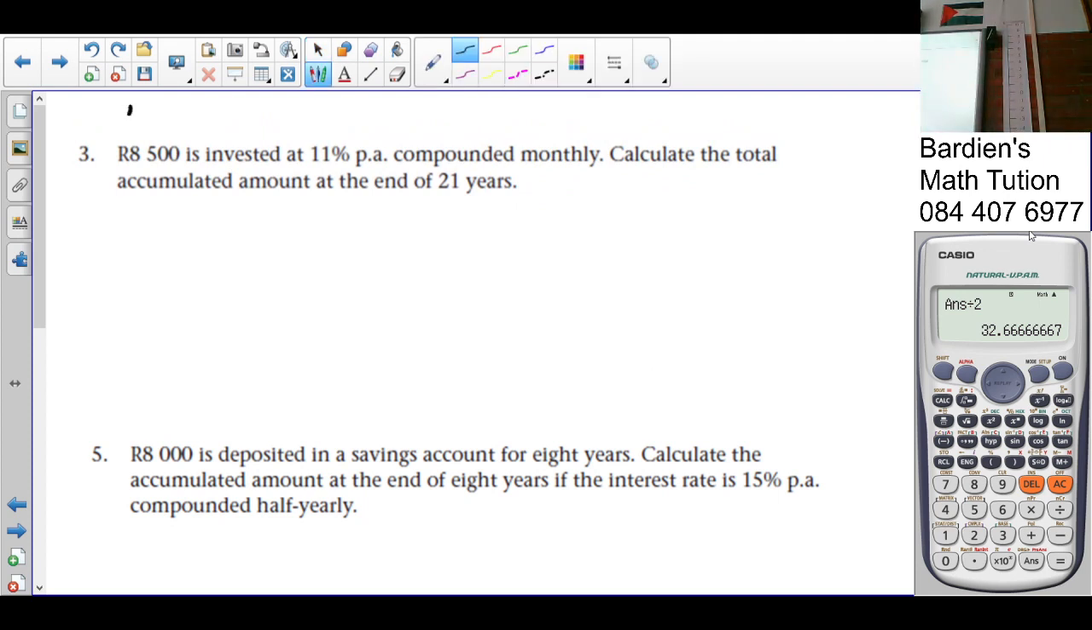Okay, this is out of exercise 11.3. Number 3, we are told that 8,500 Rand is invested at 11% per annum compounded monthly. Let's calculate the accumulated amount at the end of 21 years. Who asked for this question? What did you do?